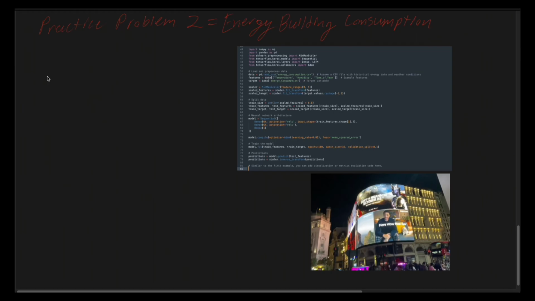And now let's go over our second practice problem. So in the second practice problem, let's apply a neural network to a different scenario, predicting the energy consumption of a building based on historical usage data. So we are building a neural network predicting the building energy consumption.